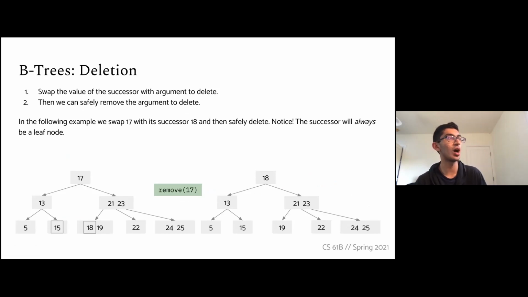So you kind of have to swap the value of the successor with the argument to delete. And then you can safely remove the argument to delete. So what does that mean? If you want to remove 17, for example, I'm sorry, it's not similar to a heap. It's similar to a binary search tree.